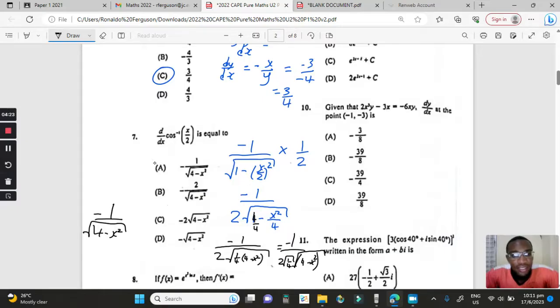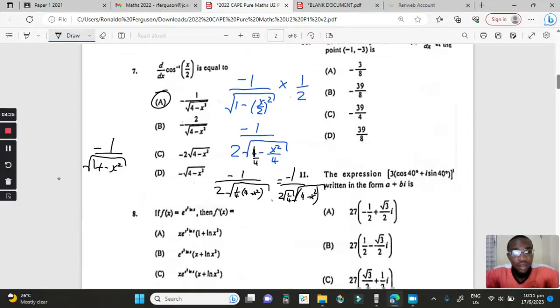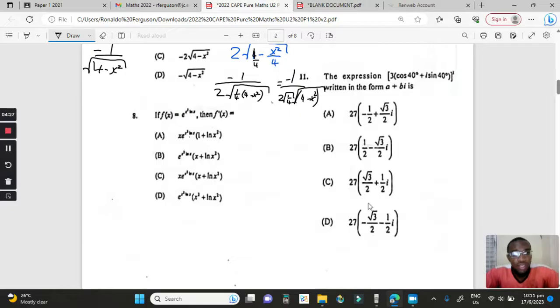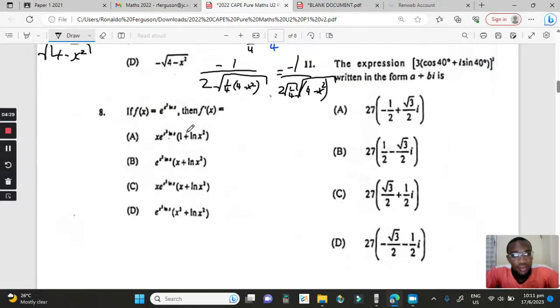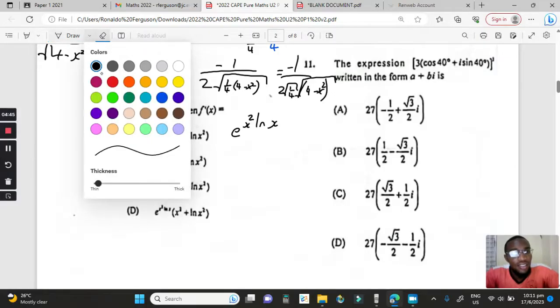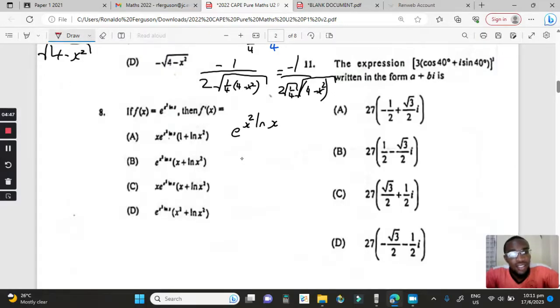That's option A. Number 8, product rule. I'm going to have to zoom in because this one is not so clear. I can hardly see. I think it's saying e to the x squared ln x. So in this case, to differentiate it, let's call this u, x squared ln x.